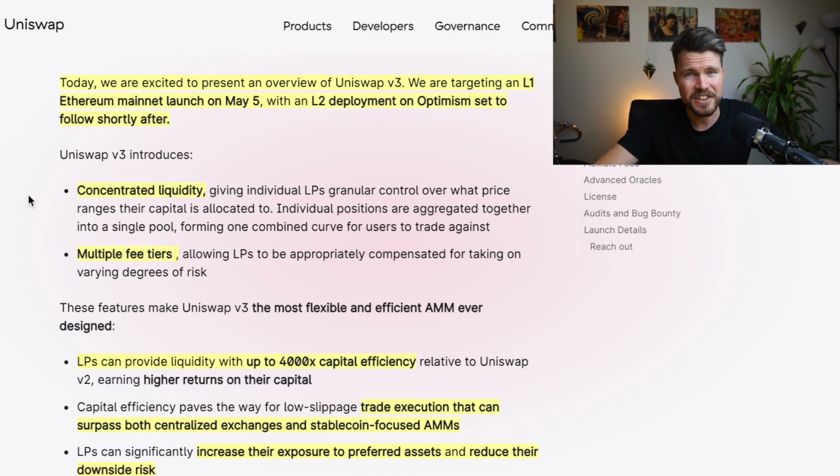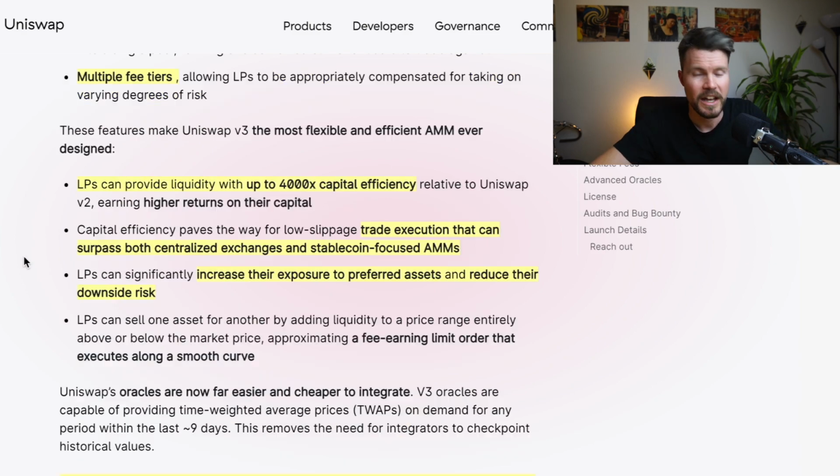So let's have a look at the awesome improvements. I'm really hyped about these. Uniswap version 3 introduces concentrated liquidity and multiple fee tiers. That means depending on how you provide liquidity, you can be earning a massive amount, a multiple of what you would be earning on version 2. And I'll get to how that is actually possible in just a bit. These features make version 3 one of the most flexible and efficient automated market makers ever.